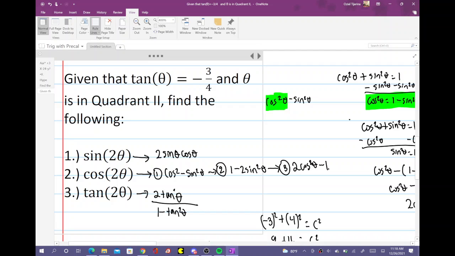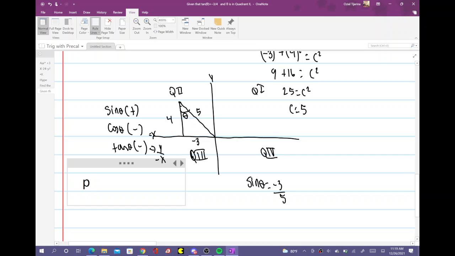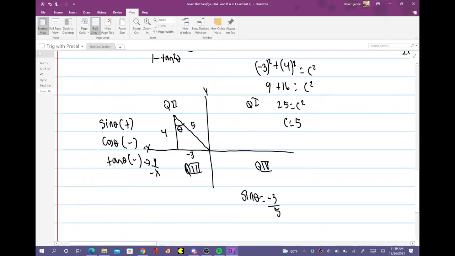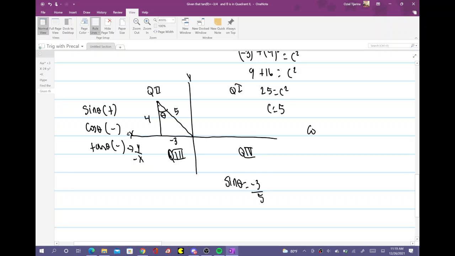Sorry, guys, give me a second. I'm sorry, it was tan theta equals negative 3 over 4. So it gave us tan theta equals negative 3 over 4, and we found sine theta. Sine theta is negative 3 over 5. Now it's time to find cosine theta. Cosine theta is adjacent over hypotenuse. So we're going to do 4 over 5 for cosine theta.